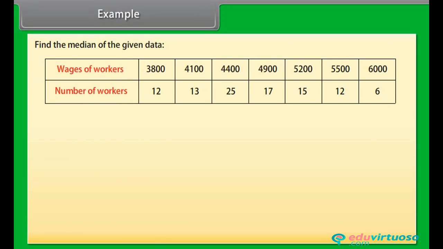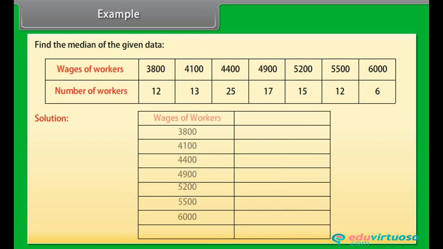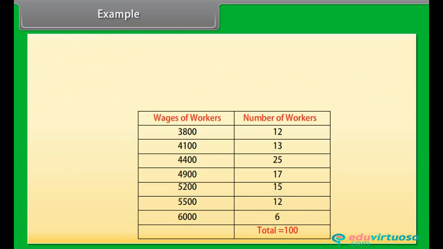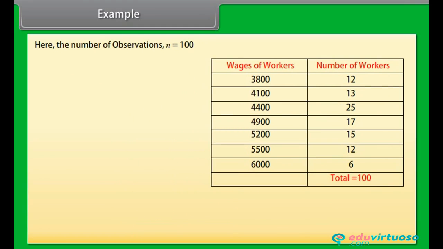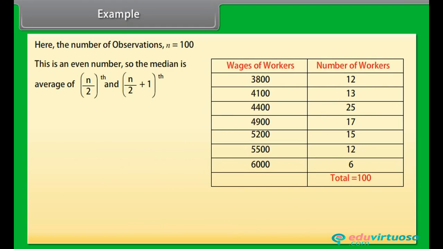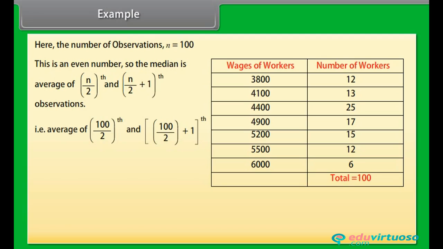Find the median of the given data. Solution. Firstly, we will write the wages of workers and the number of workers. The total number of workers is 100. Here the number of observations, n, is equal to 100. This is an even number, so the median is the average of n by 2th and n by 2 plus 1th observations. That is, the average of 100 by 2th and 100 by 2 plus 1th observation, that is, the average of 50th and 51st observations.